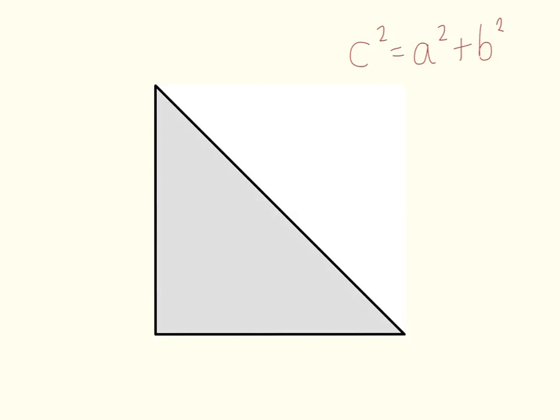What we're going to look at in this video is the converse of Pythagoras. The converse would state that if the triangle is right angled, then c squared equals a squared plus b squared. The converse of that statement is that if c squared equals a squared plus b squared, then the triangle is right angled. We're going to look at that with a few examples.